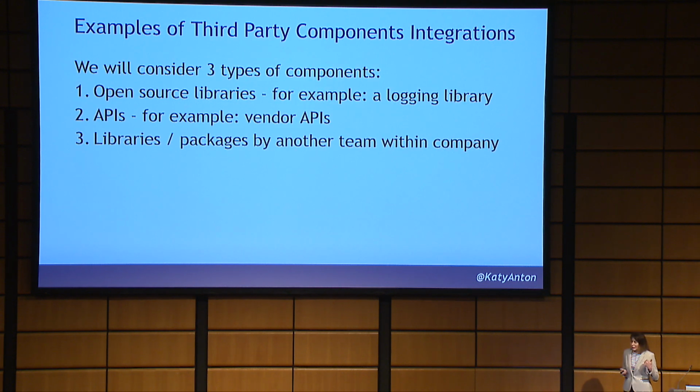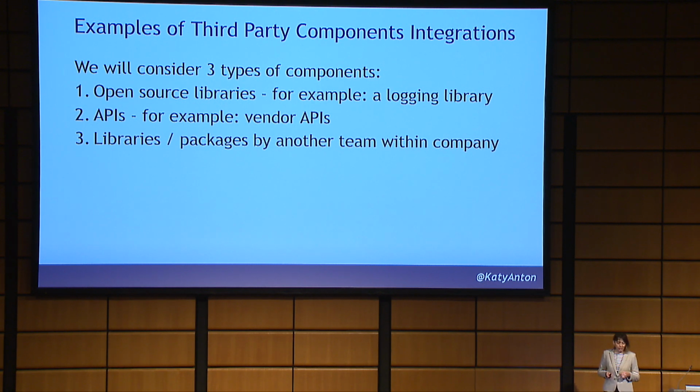I'll go through the example of a simple library, like a login library. Next I'm going to discuss external APIs. They are, again, external to your software, and they can be another source of attack. And then libraries and packages that are developed by another team within the same company. This is a common practice in large companies where you have one team that develops a package, and then that package is reused on multiple applications within the same company.